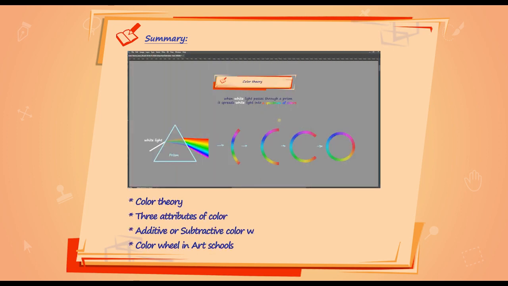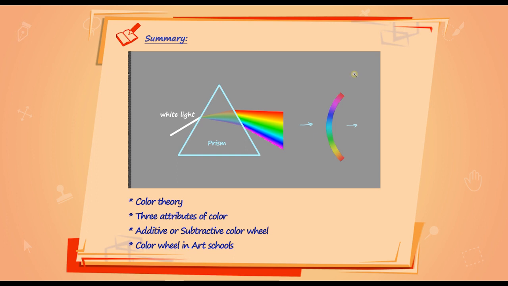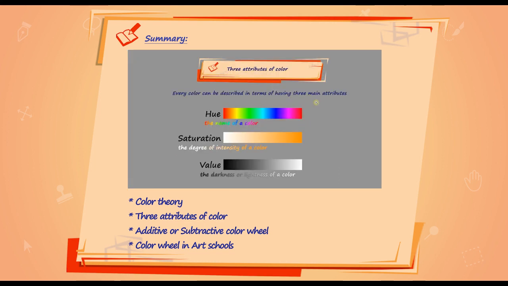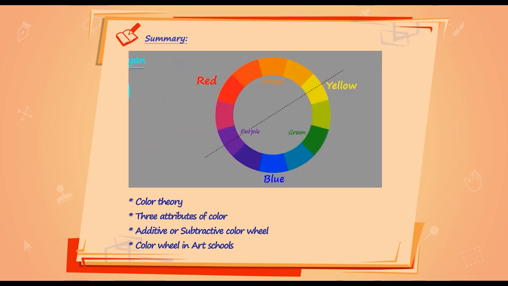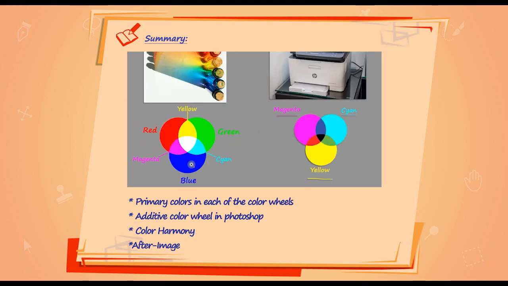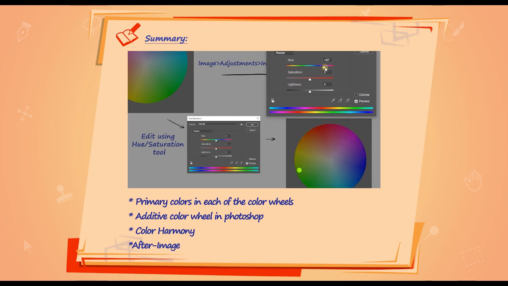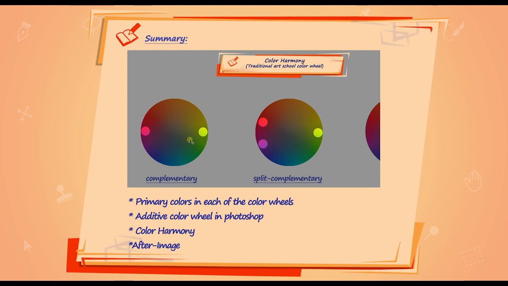In this section, I want to talk about color theory, how a prism bends light, the three attributes of color: hue, saturation, and value, the additive or subtractive color wheel, the famous color wheel in art school, primary colors in each of the color wheels, how Photoshop works based on the additive color wheel, and types of color harmony.